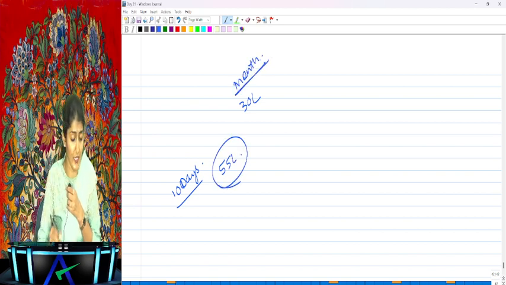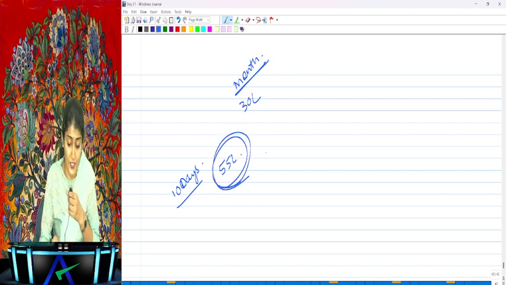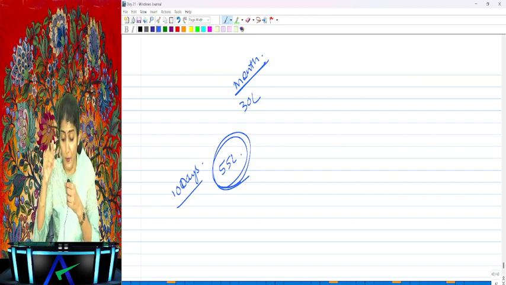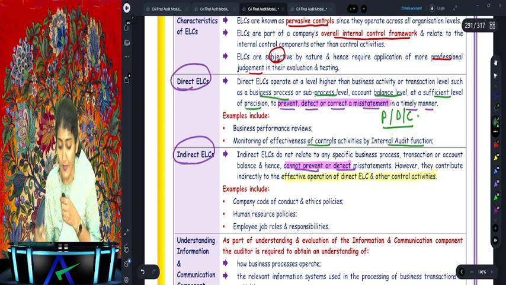Month budget 30 lakh for traveling expenses, and only 10 days of the month are over, and how much traveling expenditure already incurred? 55 lakh, right? So that business performance review is a direct entity level control. Then monitoring the effectiveness of the control by the internal auditor.